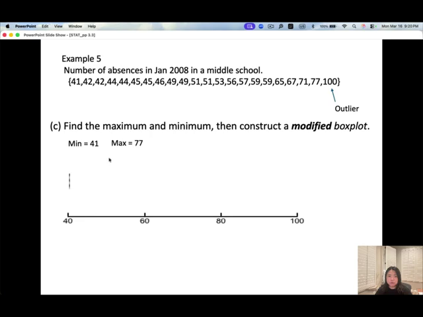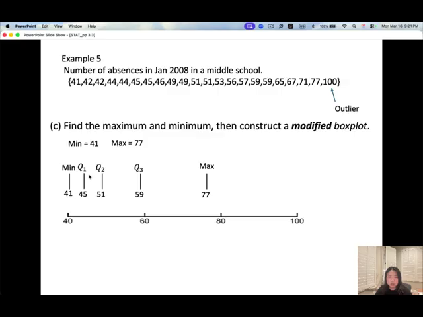First, minimum, 41. Okay, I'm going to put it here. And then Q1. Q1 we got 45 from part A. Q2 will be 51 here. Q3 will be 59. And then the maximum will be 77. Last one, the outlier will be 100.